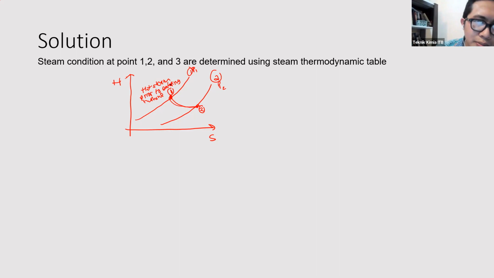Based on this, because we need to calculate the power output of the turbine, how can we calculate it? The final formula that we need to solve is the power equals the mass flow rate of the steam multiplied by the enthalpy difference, H2 minus H1.